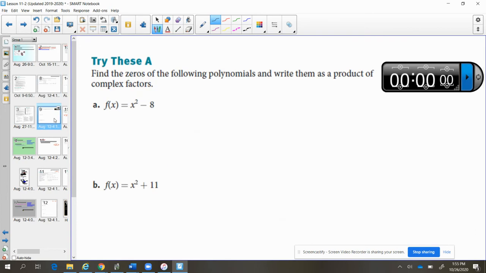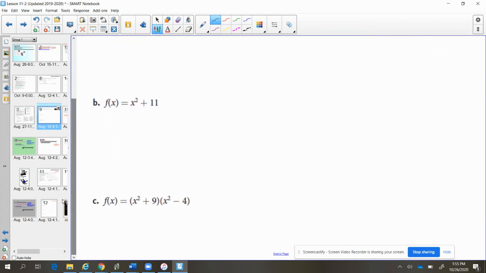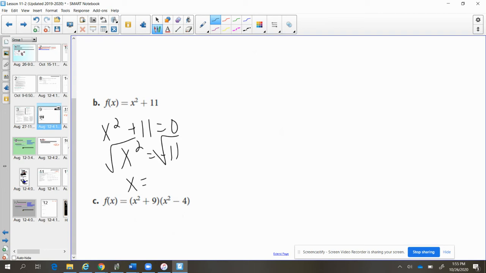We have a couple more examples down here, and I want to talk about letter B because it's similar to what we talked about above. If you look for the 2 pieces, this first part wants us to find the zeros. So if we set it equal to 0, we're going to see that this is an example of having 2 complex zeros because we are taking the square root of a negative number. So that i has to move out front to show us that these are complex. So our 2 zeros are positive i square root 11 and negative i square root 11.